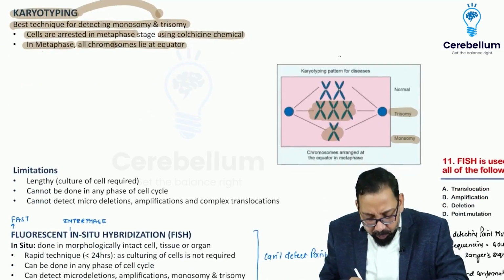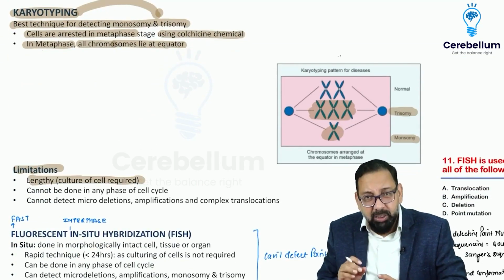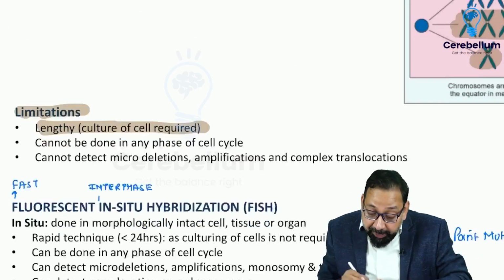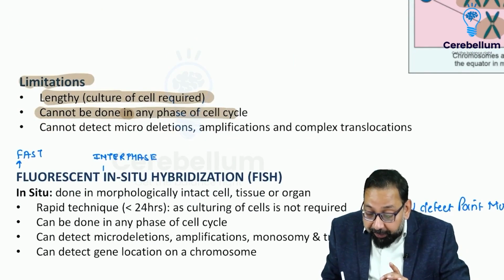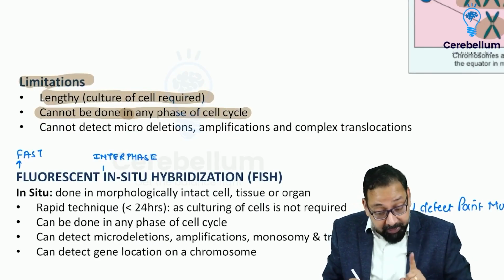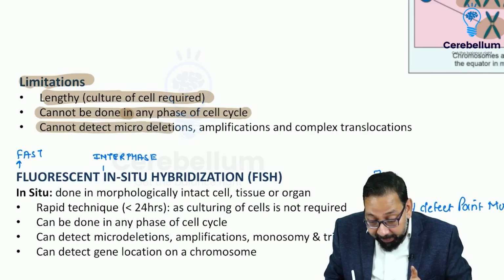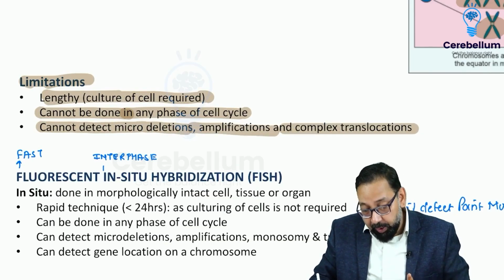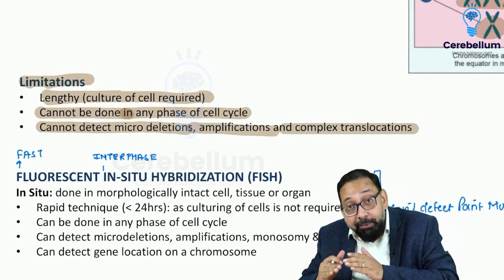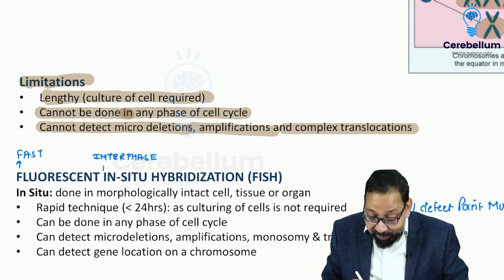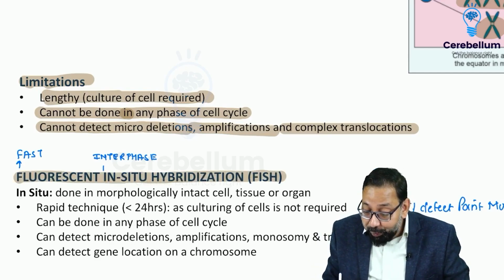But it is a lengthy process. Culture is required. You will stimulate, prophase, metaphase, then arrest. It cannot be done in any phase of the cell cycle. I told you we have to do metaphase arrest. In metaphase, we cannot detect microdeletion, amplification, complex translocations. So we have an alternative technique to detect these microdeletions and amplifications, that is FISH, fluorescent in situ hybridization.